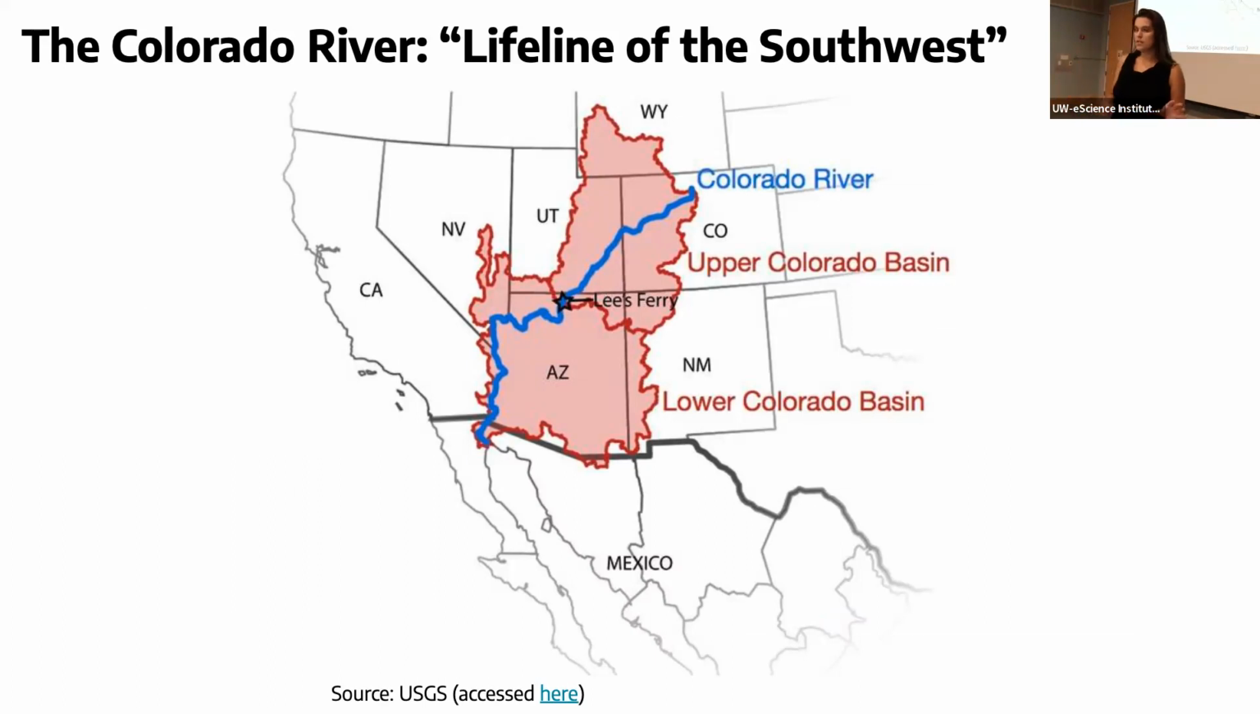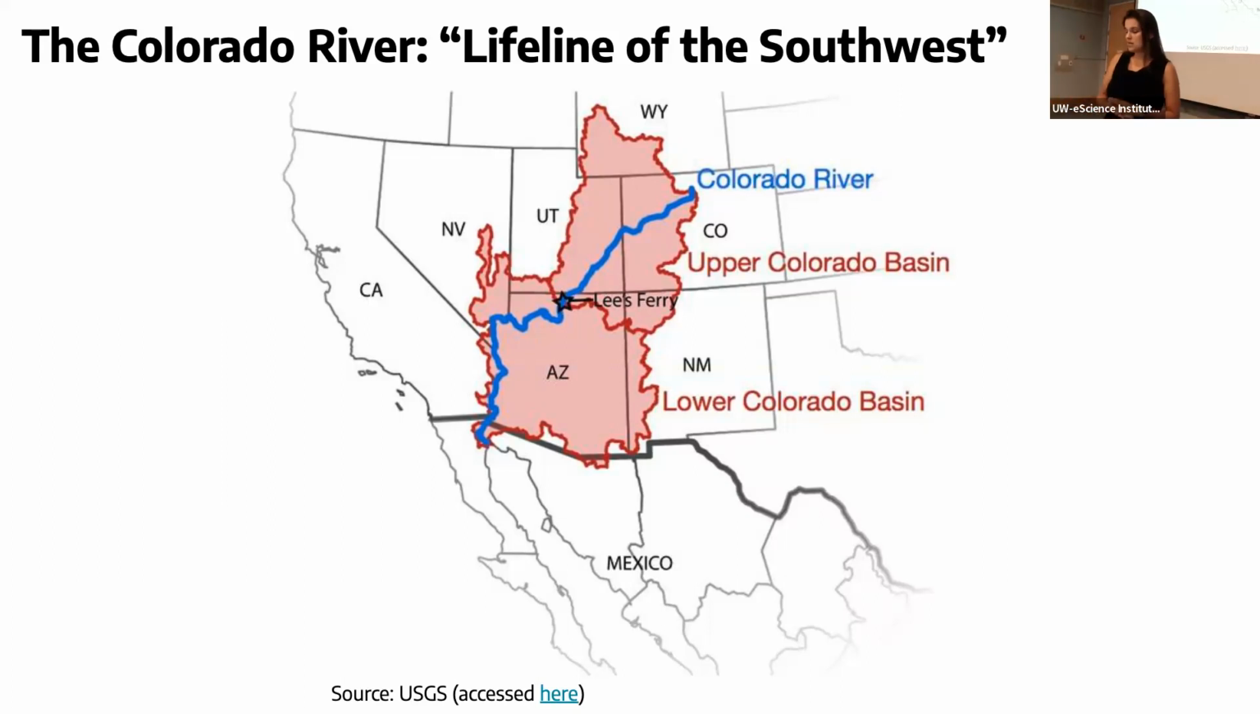So the Colorado River Basin, as you can see on the slide, is a large area in the American Southwest surrounding the Colorado River, spanning 7 US states, 2 states in Mexico, and 30 tribal nations. As you can see on the map, it's divided into upper and lower basins at Lee's Ferry, and this is a result of historical agreements in 1922 among the Colorado River Basin states.